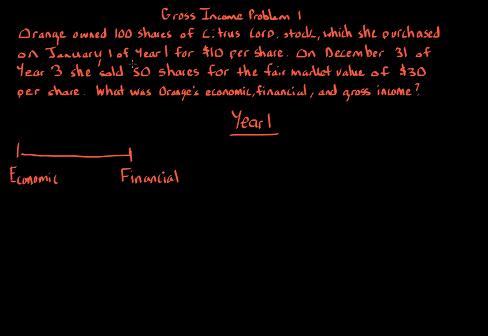So in year 1, Orange has 100 shares of Citrus Corporation stock, which Orange purchased for $10 per share. When Orange purchases the stock and owns that stock, there's no income. It's simply an outflow. If you recall from the discussion videos, whenever we go through a tax issue, we always have to look at really 5 questions. What amount of income? What amount of deduction?